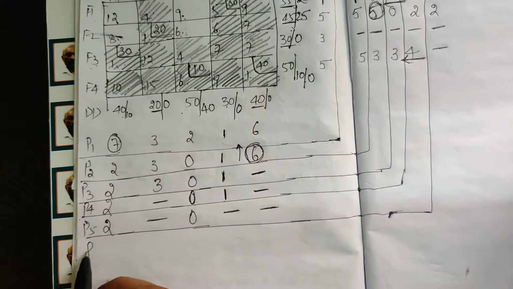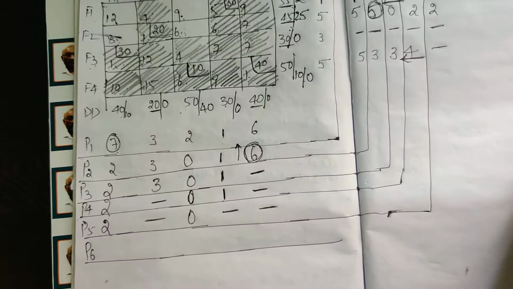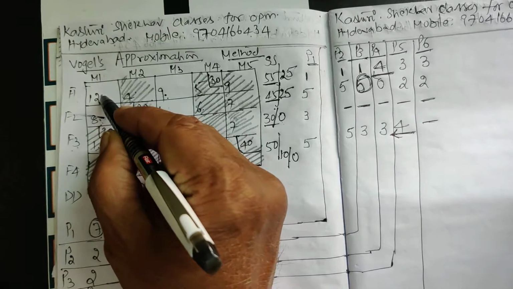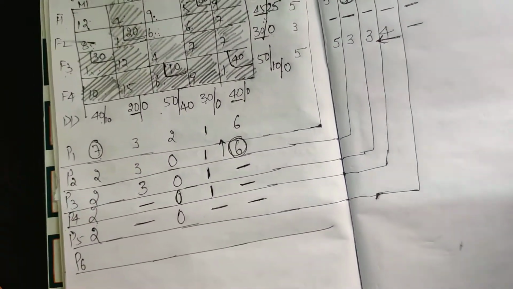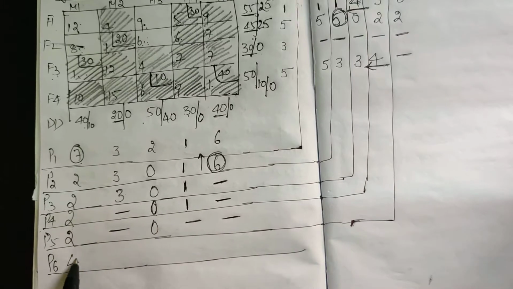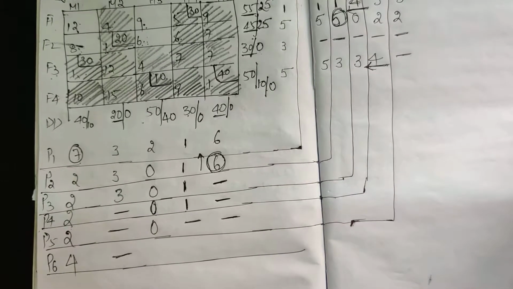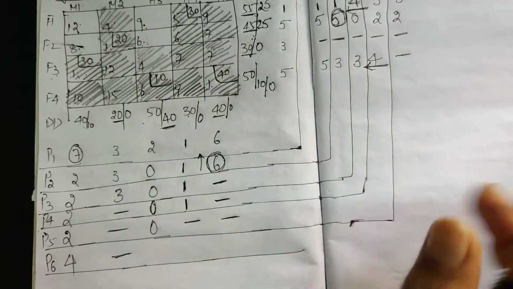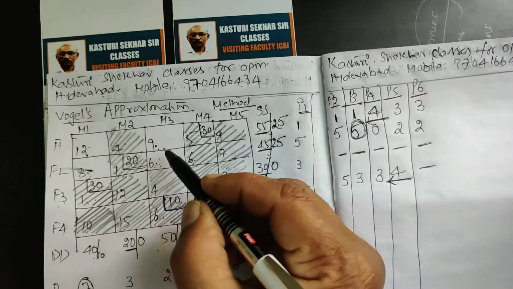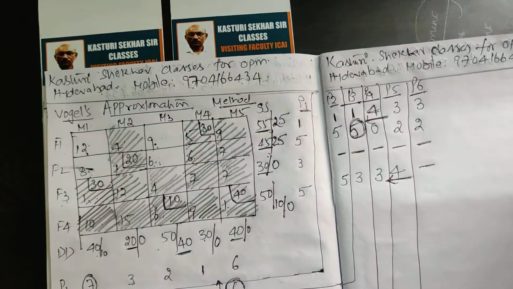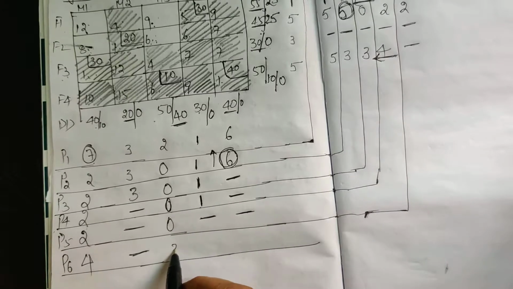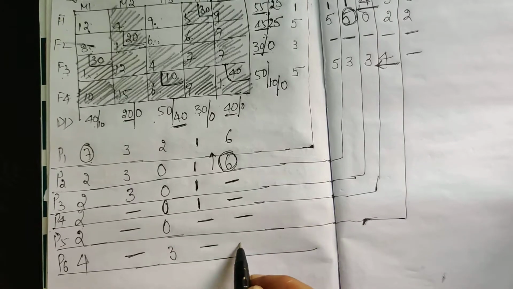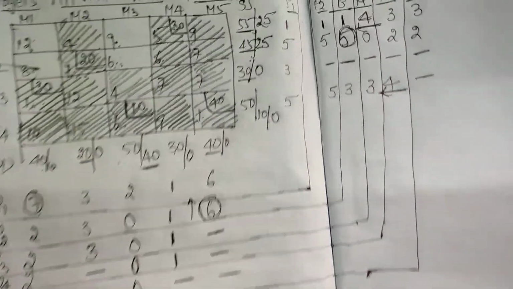Row wise penalties are calculated. Let's move to column wise. 8 rupees and 12 rupees, the difference is 4. The second market requirement is satisfied. The third market requirement is not satisfied, so you have to calculate the penalty. 6 and 9, this is 3. The fourth and fifth market requirements are fully satisfied.